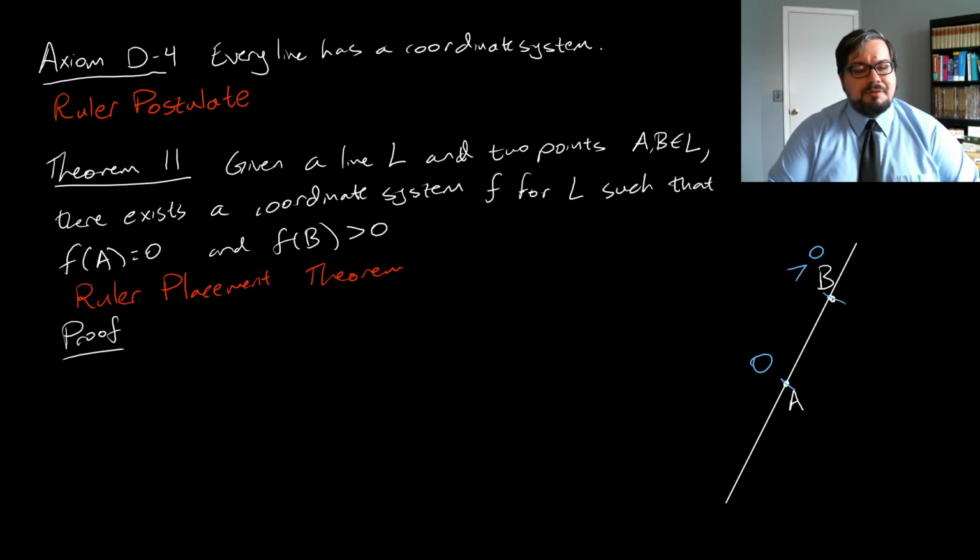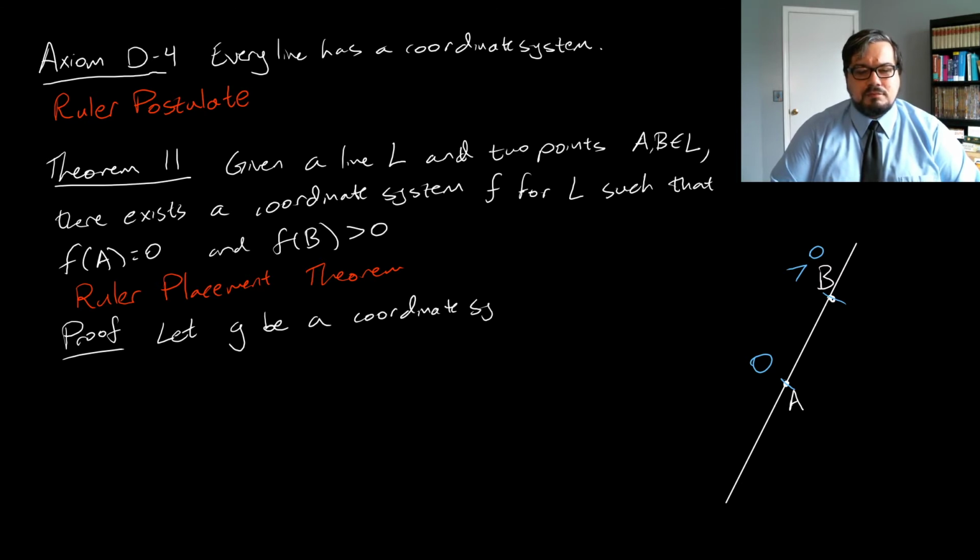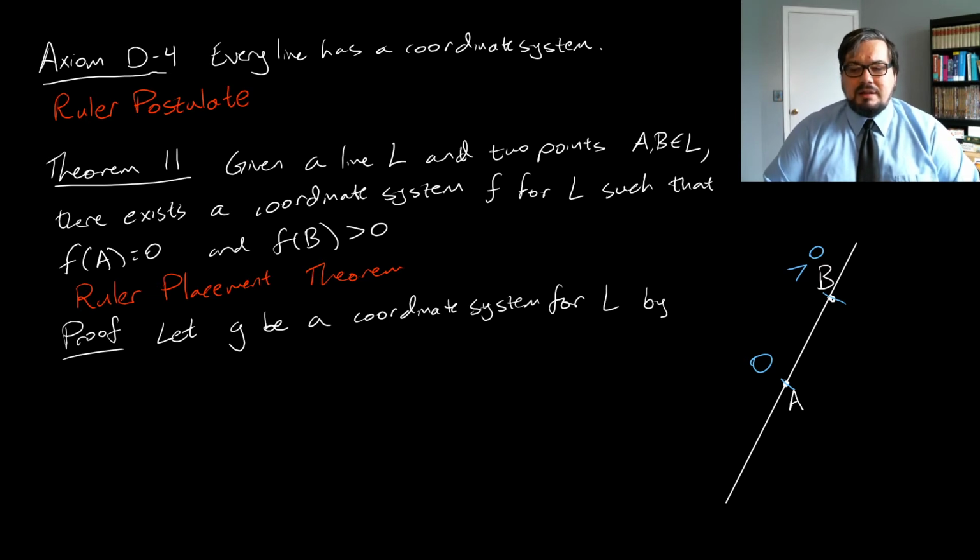So let's look at the proof of this. How would we prove that we can always come up with a coordinate system f that does this specifically? Well, the only thing that we know to begin with is that the line has some coordinate system. So let's let g be a coordinate system for L. And why can we do that? This is by Axiom D4, or you could say by the Ruler Postulate. That's perfectly fine.